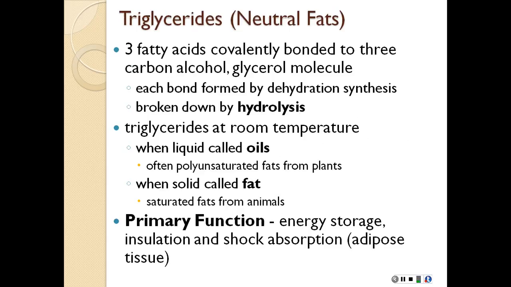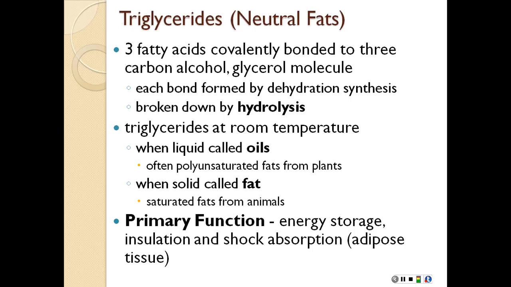Triglycerides or neutral fats, so three. If you hear a triglyceride, tri meaning three, that means three fatty acids covalently bonded to a three carbon alcohol such as glycerol molecules, and I'll show you a picture in a moment. Each bond is formed by dehydration synthesis, which you all should be familiar with. Dehydration synthesis is that reaction that causes what? Monomers to combine to form polymers.